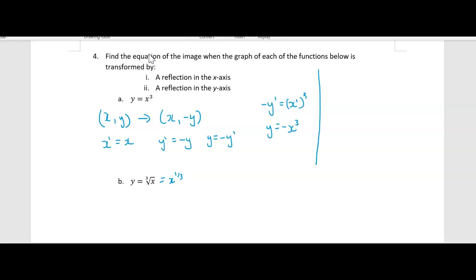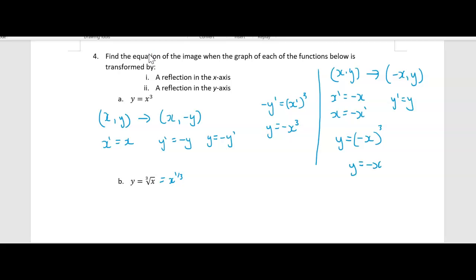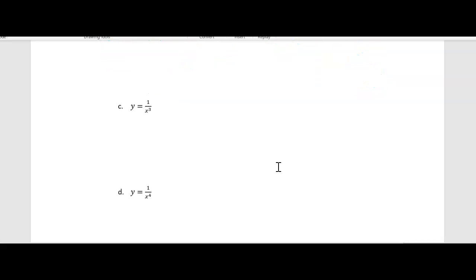If I was to do a reflection in the y-axis, I'm just doing this to show you that it's the same thing. All right, so it's negative x, and the y's don't change. And when I substitute that in, I'm going to have y equals negative x cubed. And because you're taking it to an odd power, it's the same as negative x cubed. So you can see your graph is the same. And I showed you that earlier when I was doing the graphing.